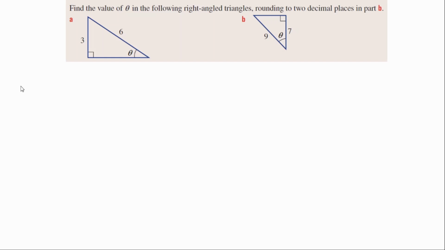For this first one, I've got the opposite there and the hypotenuse, so I'm using sine. Sine theta equals 3 over 6. Theta will equal sine to the power of -1 times 3 over 6.